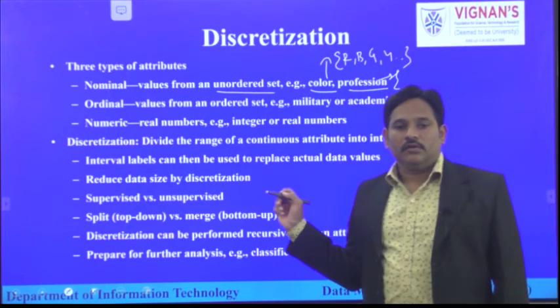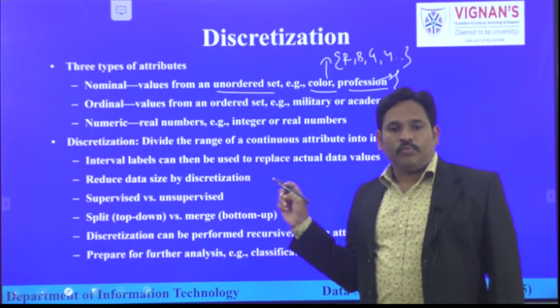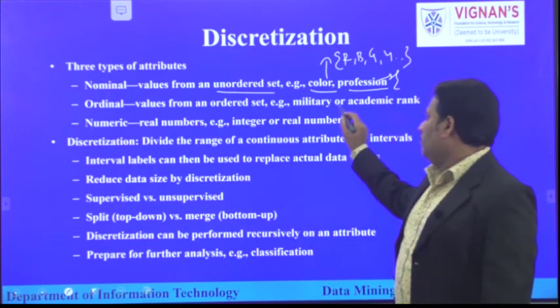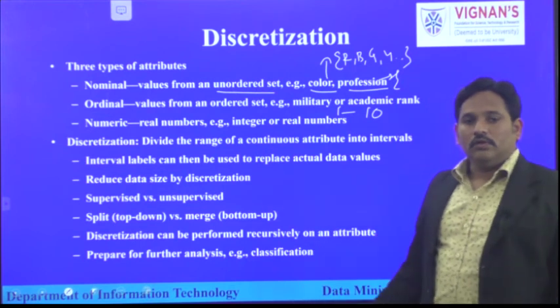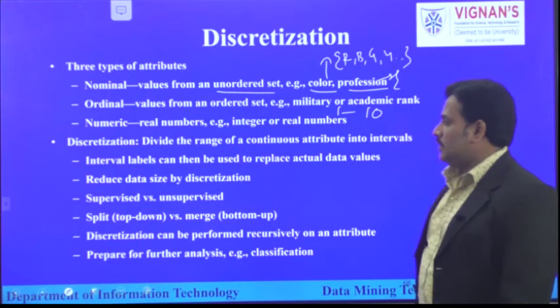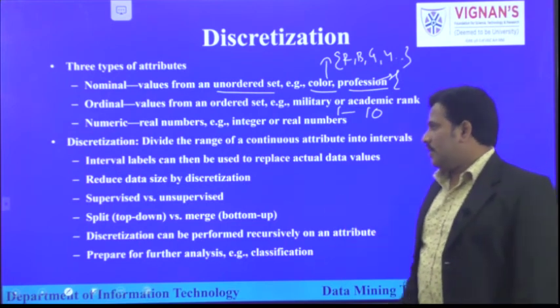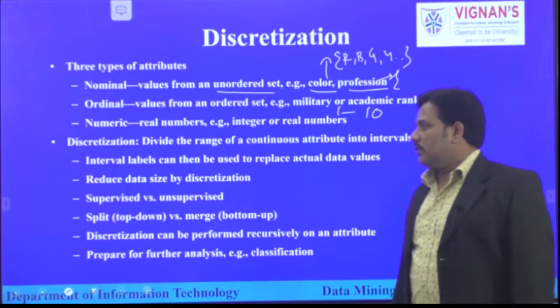When it comes to ordinal, values should be in order. Like when we are giving a rating to a product, the value can be on a scale of 1 to 10 or 10 to 1, but not in random order. And the third one is numeric. Integers and real numbers, we can call it numeric.